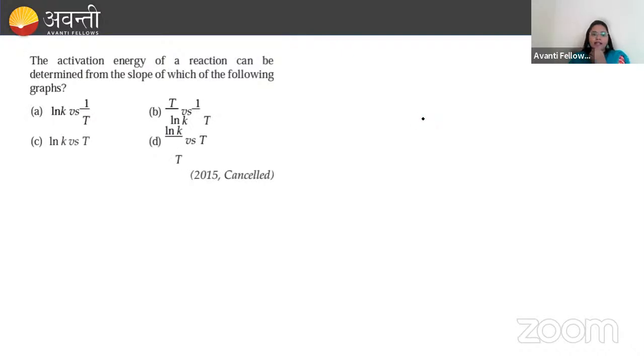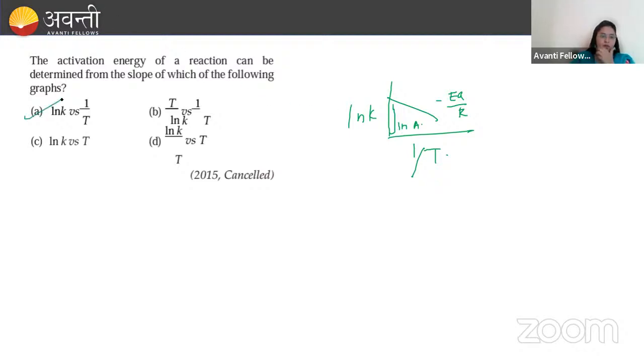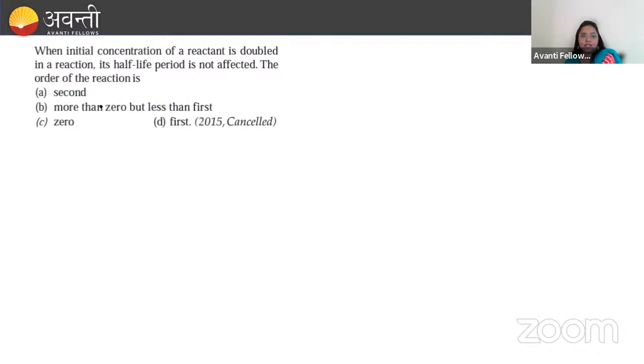Next: the activation energy of a reaction can be determined from the slope of which of the following graphs? We have talked about this. Which graph is that? ln k versus t, right? ln k versus 1/T graph comes like this, its slope is -Ea/R and its intercept is ln A. Okay, so what is the answer? ln k versus 1/T. Out of A, B, C, D, which will be the option? Yes, very good, A will be the answer. And we have seen this basically.